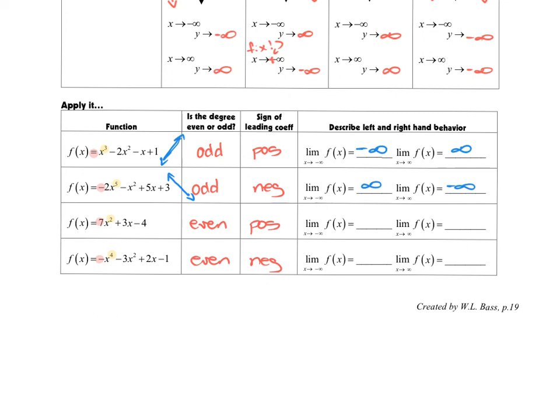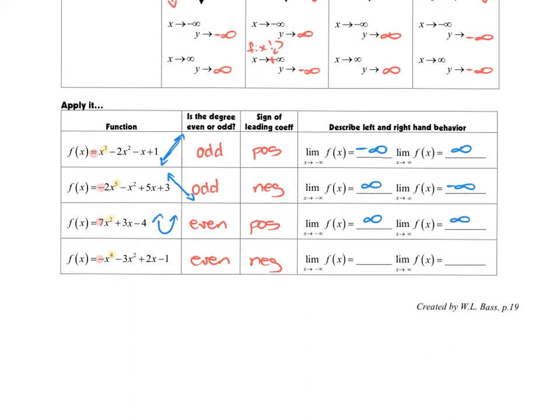Moving on, I'm going to think of a positive leading coefficient for an even degree, so in other words, an upward turning parabola. So I'm going to picture that, even though I know actually this one does turn out to be a parabola. So as x goes to negative infinity, y goes to positive infinity. As x goes to positive infinity, y goes to positive infinity.